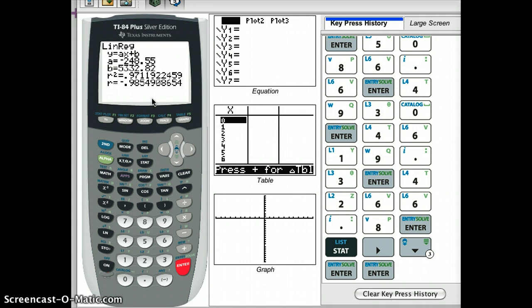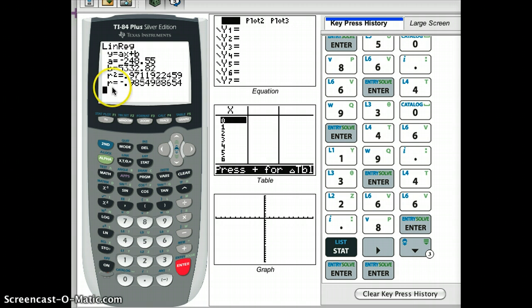So it says a equals negative 248.55, and it says b equals 5,332.82, and then remember when I said correlation coefficient? So that correlation coefficient, r right here, it's negative 0.98549, etc. That looks like it's very close to being a straight line, because that number is very close to -1, and it should be slanting down. What I'm going to show you how to do next is how to see this on your graphing calculator.